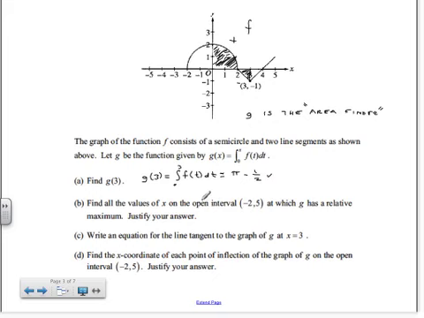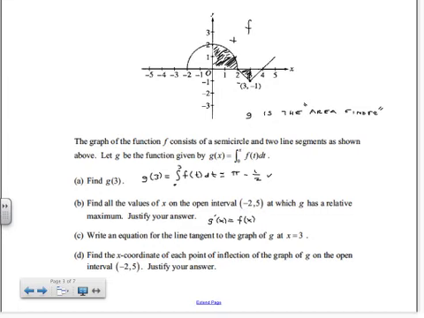Part B asks you to find all values of x on the open interval -2 to 5 where g, remember g is the area finder, has a relative max. Okay, relative or local max. Justify your answer. To answer this question, we need g's derivative. So g prime of x, if we go back to this equation here, we take the derivative of both sides. The derivative of an integral is the function on the inside, the integrand, as a function of x.